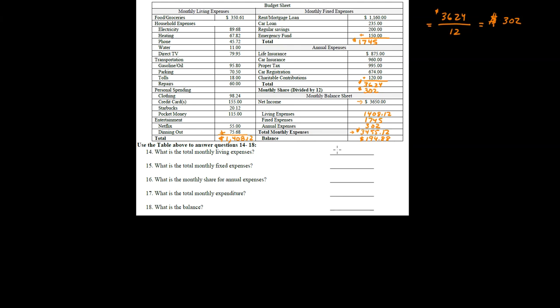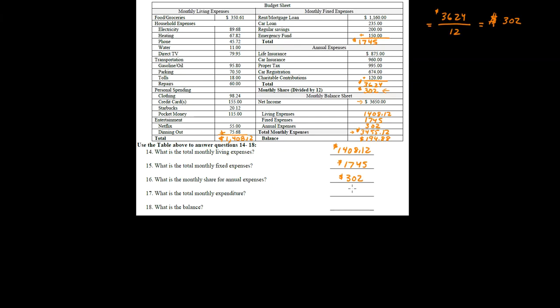on the budget sheet. This again is the 1408.12, which I got right here. Then my total fixed expenses, that's the one up on the top there, 1745. My monthly share for the annual expenses. So how much do I need to be saving each month for the yearly fees? And that would be 302.